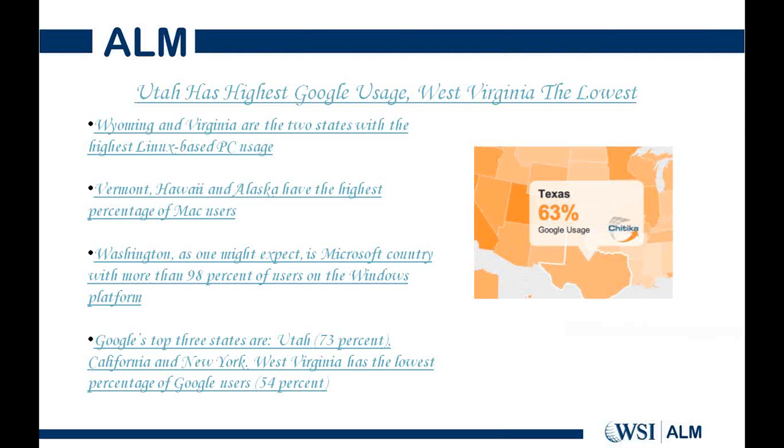And in terms of Google usage, the top 3 states were Utah at 73%, which is kind of interesting information, then California and New York, no surprise, big states in the U.S. So the top 3 states utilizing Google were Utah, California, and New York. And then West Virginia had the lowest percentage of Google users at 54%.